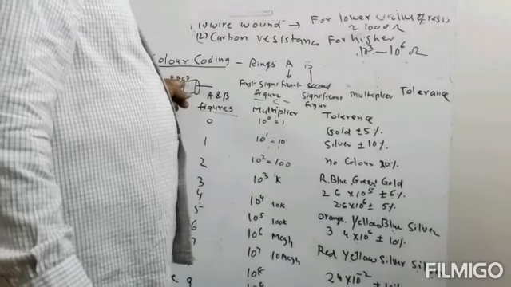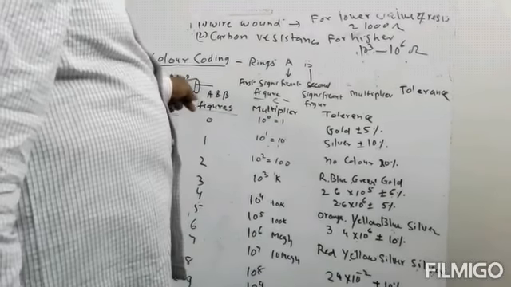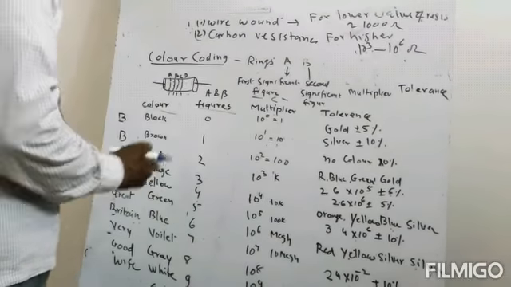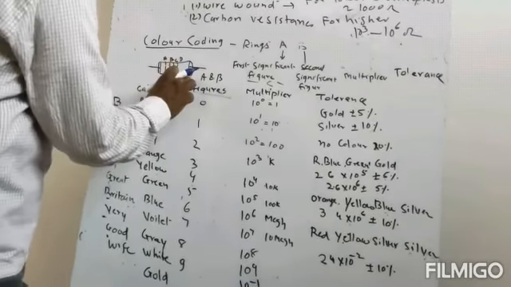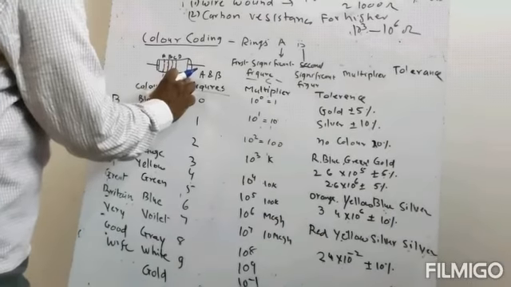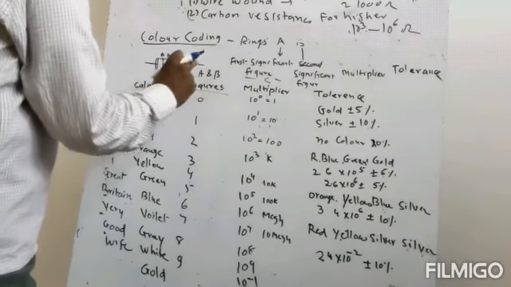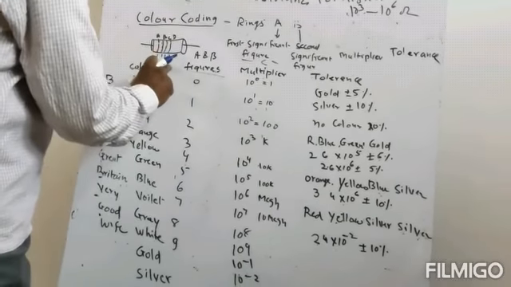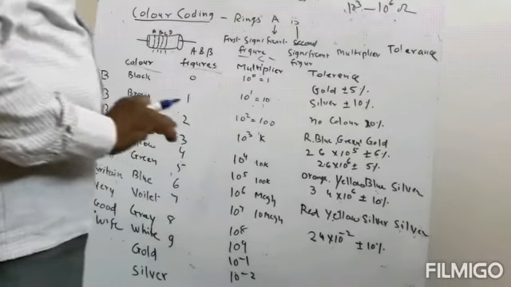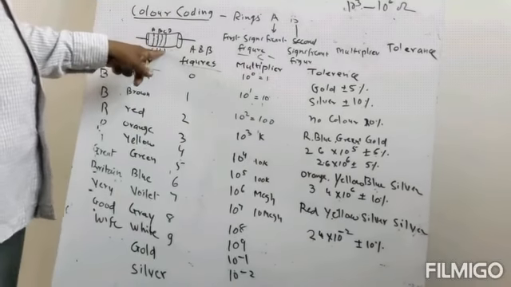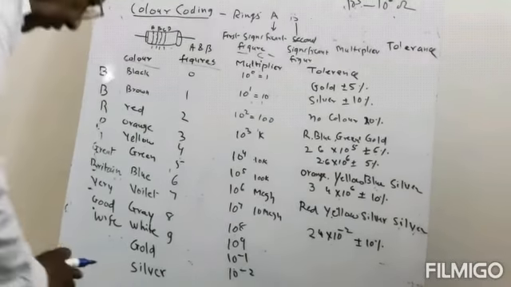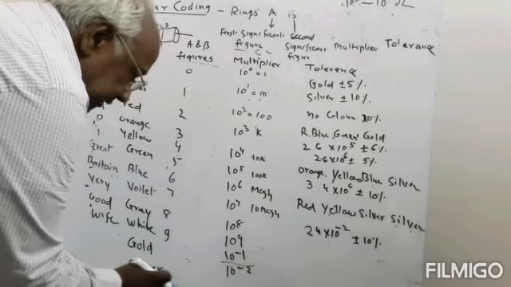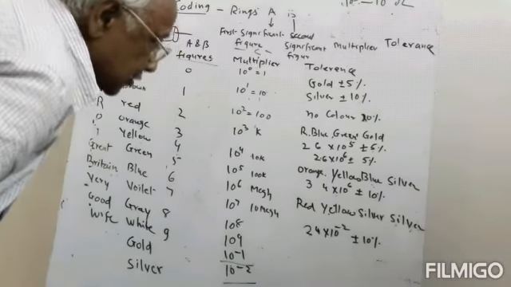And the D ring, the last big ring, is D, which is tolerance. If the color is silver, then tolerance is 10%. If color is gold, then tolerance is 5%. And if there is no color, then tolerance is 20%. Now here, if the multiplying ring C is gold, then the multiplier factor is 10 raised to power minus 1. If it is silver, then multiplier is 10 raised to minus 2.